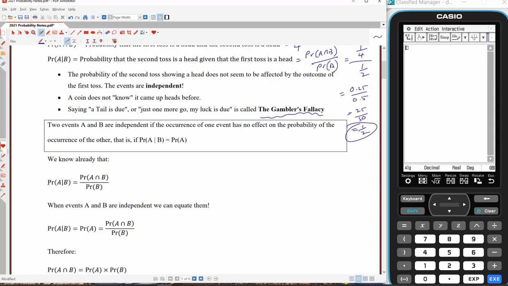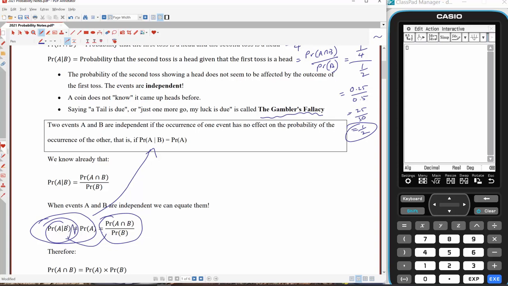So we already know that the probability of A given B is the probability of A intersect B over the probability of B. Now I know that when events are independent, the probability of A given B is just the probability of A. That's just this statement here. And I know that the probability of A given B is also that. So it makes sense that the probability of A equals the probability of A intersect B over the probability of B.